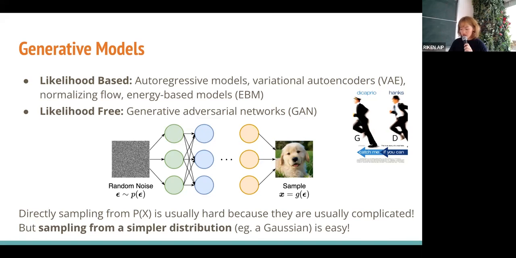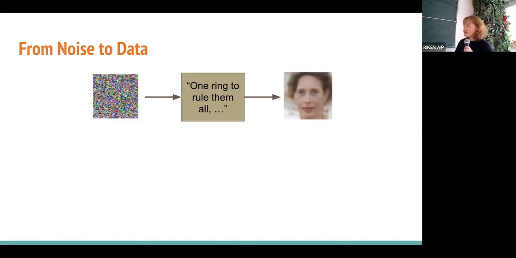What people like to do is first sample from a simpler distribution, which we call the prior distribution. Usually it's a Gaussian, which is well parameterized so that we know how to sample from it. Then we try to transform it into the harder, more complicated distribution. But this just sounds like dark magic, right? It's like going from noise directly to a clean image, like one ring to rule them all. It just sounds too hard, even if you have some GAN magic.